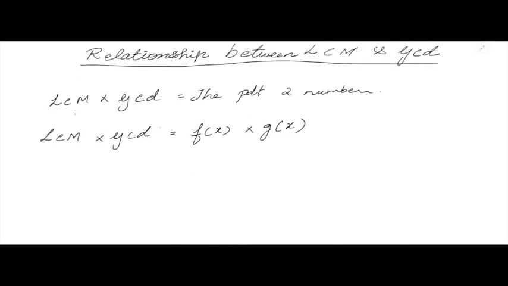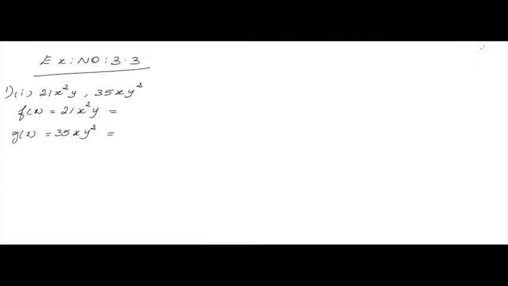Using this we will do some sums in exercise number 3.3. We will see the first one. Find the LCM and GCD of the following and verify that f of x into g of x is equal to LCM into GCD. Here, how will you write this f of x? And x square can be written as x into x into y. Am I right? And this 35, 7 5s are 35, into 1 time x and y into y.